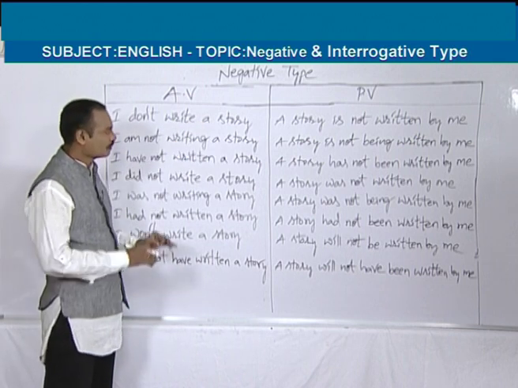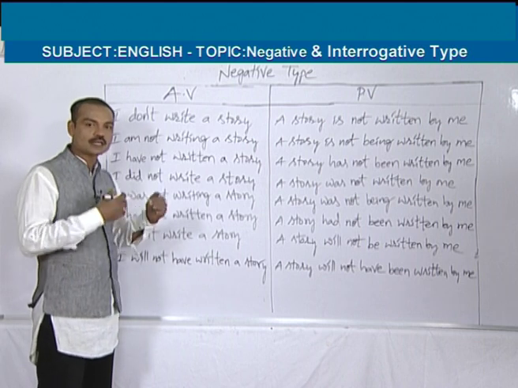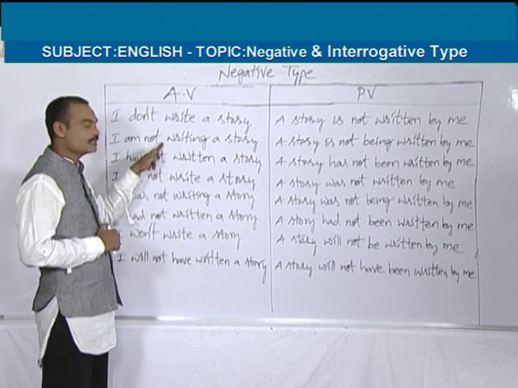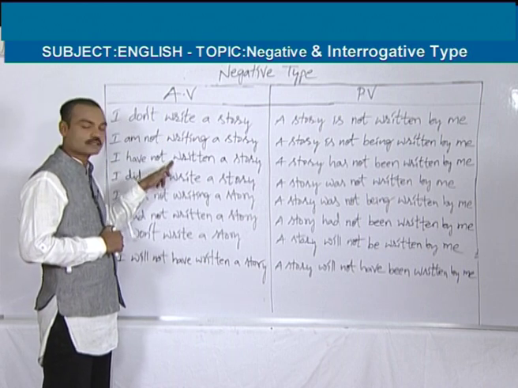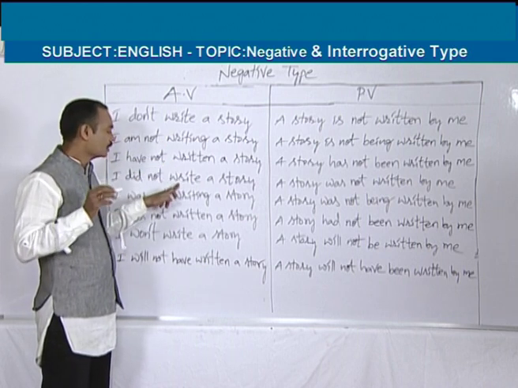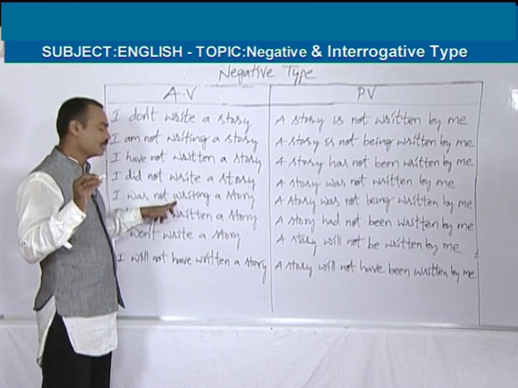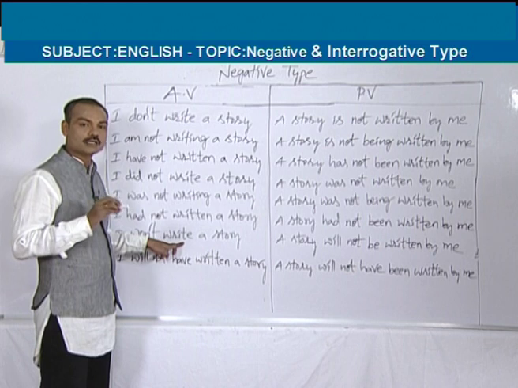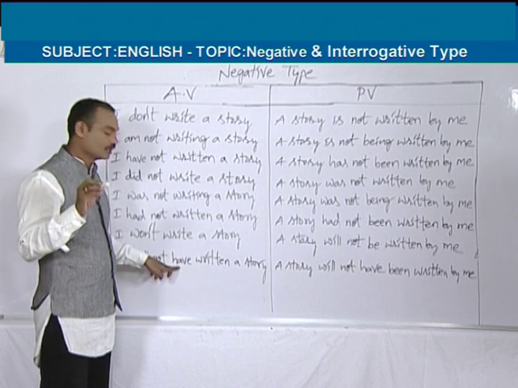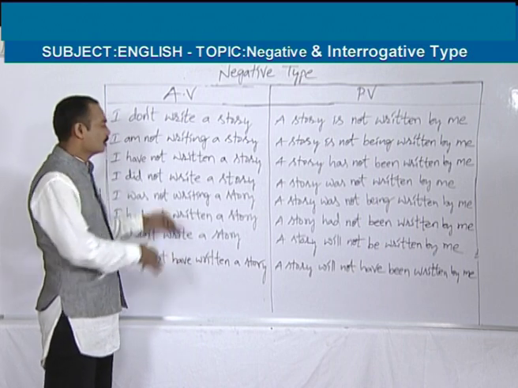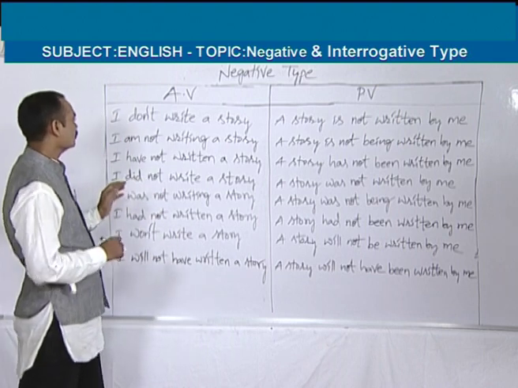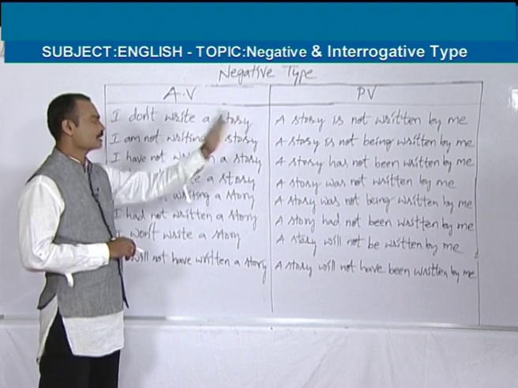So in this table of tenses, only 8 tenses can be changed into passive voice. This is from simple present tense, this is from present continuous, this is from present perfect tense, this is from simple past, this is from past continuous, this is from past perfect tense, this is from simple future tense, this is from future perfect tense. So like this, 8 tenses have been given here in order. This one is from simple present tense.